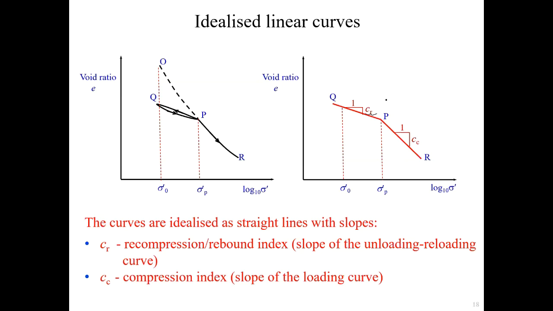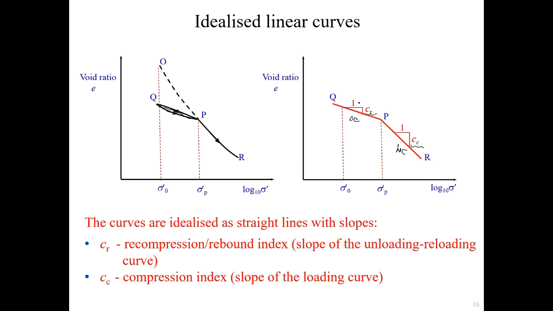This one is the slope of the unloading and reloading curve. So this one is equivalent to this one. That's for the over consolidated soil stage. That will be the gradient of the over consolidated soil stage. And C sub C, we call it the compression index, C sub C. It's the slope of the loading curve, or the slope of the virgin compression line, the NC line.